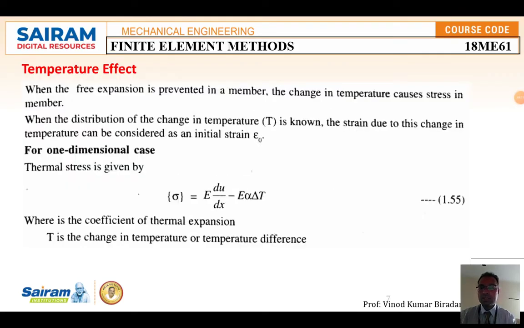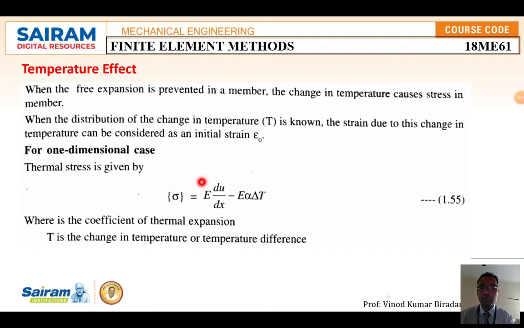Temperature effect: consider any member. Under free expansion, there is a change in the temperature. Because of the change in temperature, a strain will be produced in that component. If you consider a 1D element, a 2D element is different. For the thermal stress in the 1D case, stress is equal to E du by dx, the change in temperature, minus E alpha delta T. This is the beginning, this is after the expansion takes place.